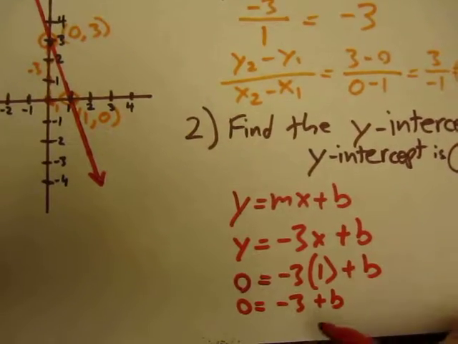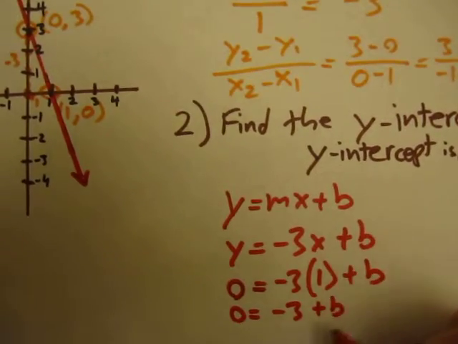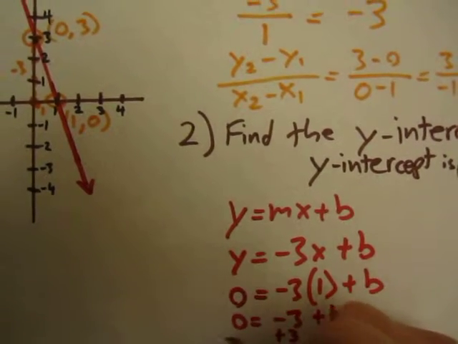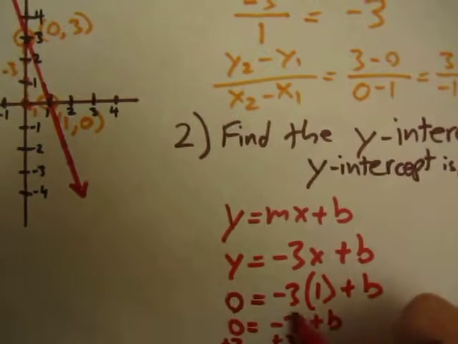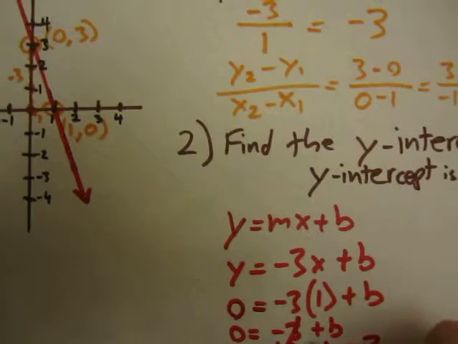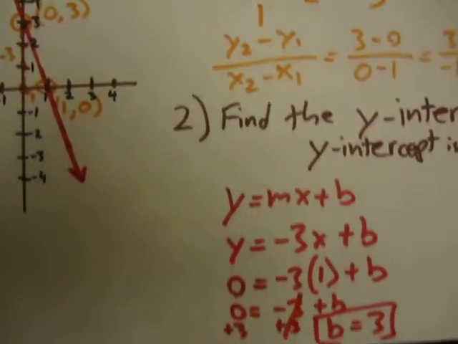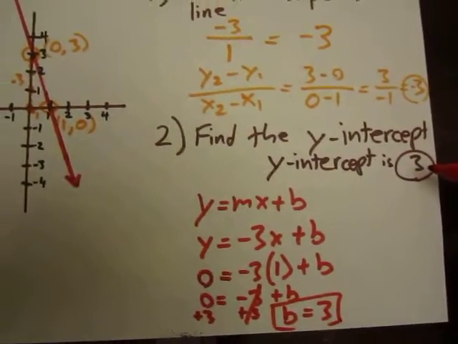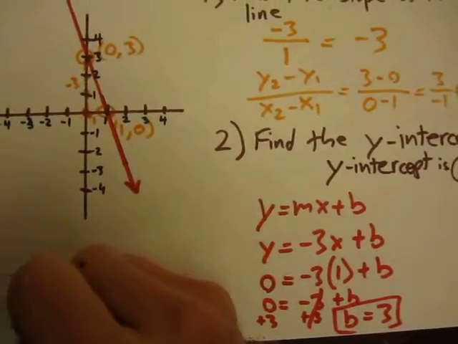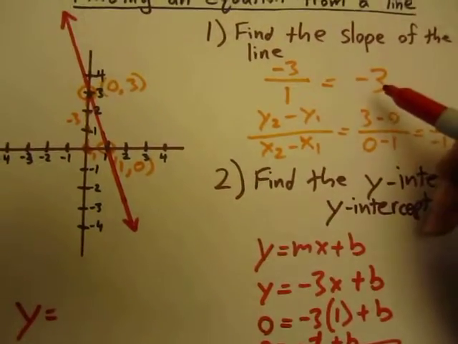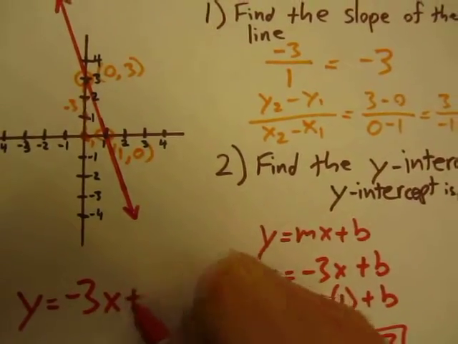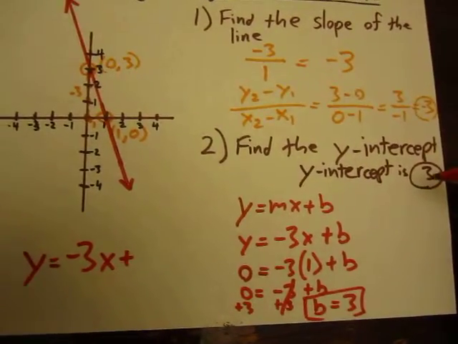And now I just need to get b by itself. So I'm going to add 3 to both sides. That cancels out, and I'm left with b equals 3, which is the same value we found up here for the y-intercept. So that means our final equation is y equals our slope, negative 3, x plus our y-intercept, which is 3.